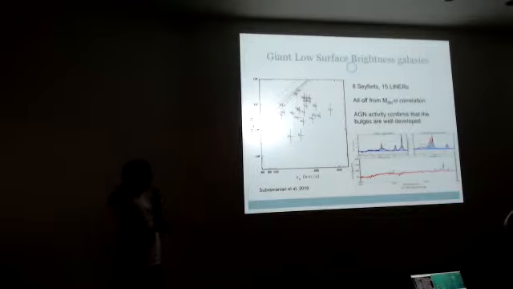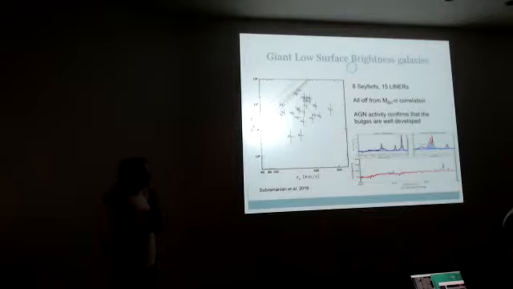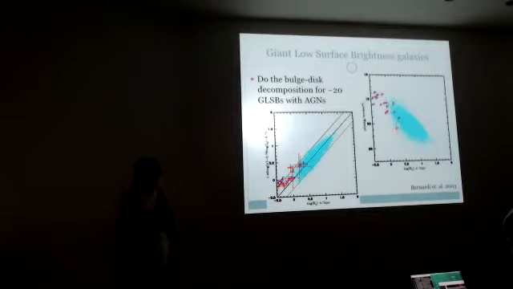But what we are doing on this sample, given that they have this AGN activity in the center, which basically shows that the bulges in these giant low surface brightness galaxies are kind of matured ones, is to do a bulge and disk decomposition on these galaxies, and to study the bulge properties and the disk properties separately. And as a result, we found this.